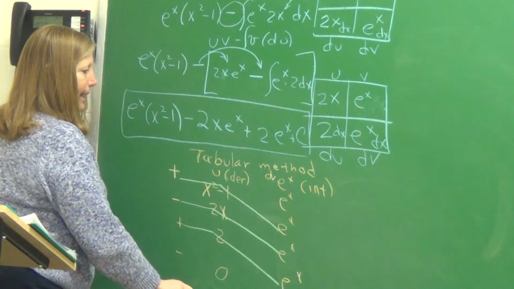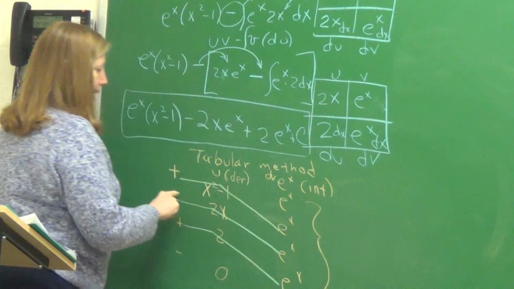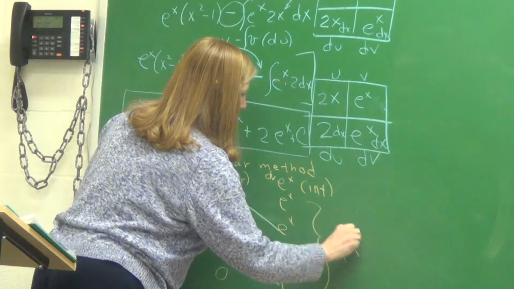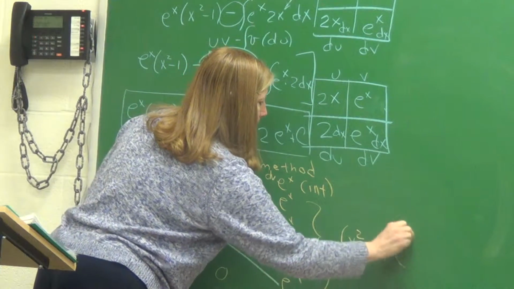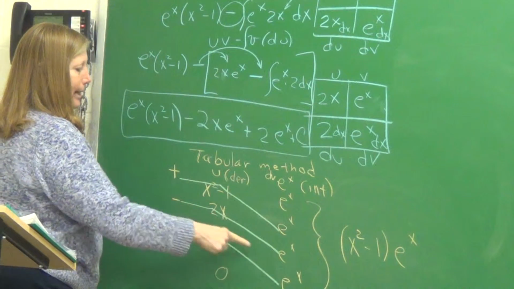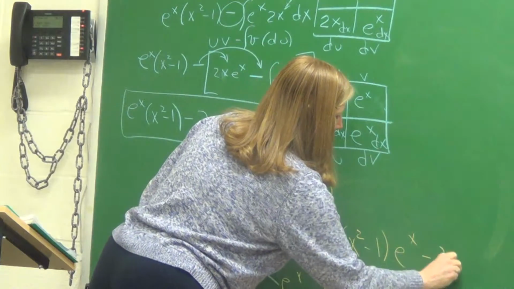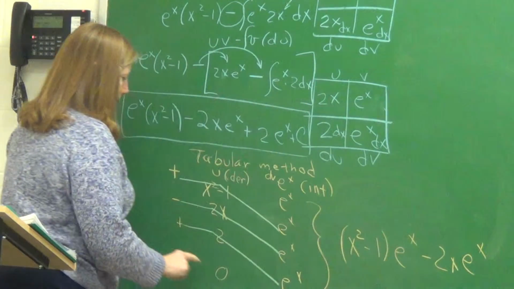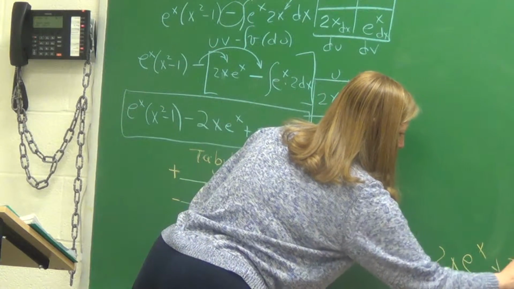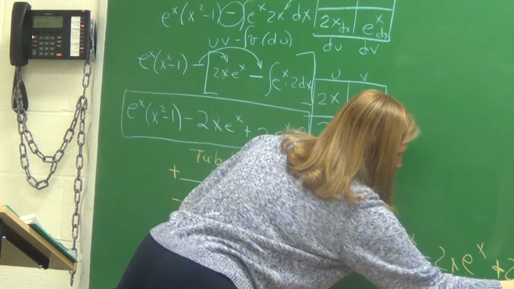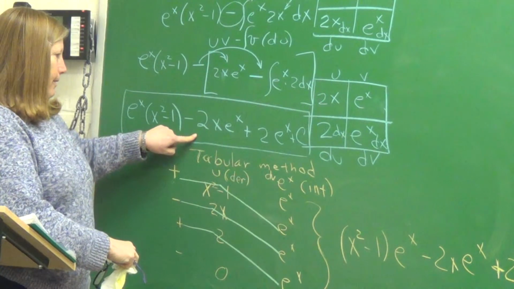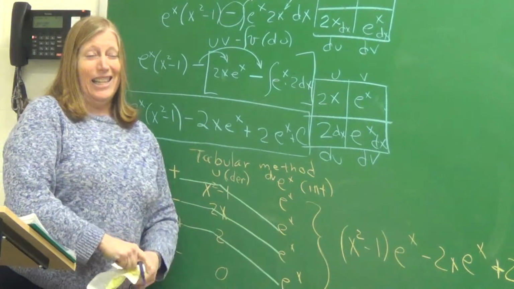So how do you read that? Just follow the line. This is plus x squared minus 1 times e to the x, just following the information along these lines. Then it's minus 2x e to the x. And then it's plus 2 e to the x. Did it work? Did it get what we got? Yeah. That's really cool. It works every time.